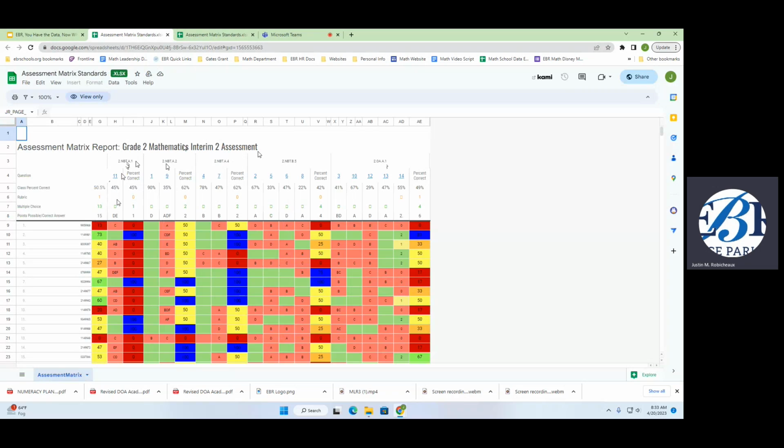So the first standard was 2 NBT1, and question 11 was the only question that associated with that standard. So that is how we see question 11 had 45% correct, which then also equates to the overall percentage of the standard at also 45.